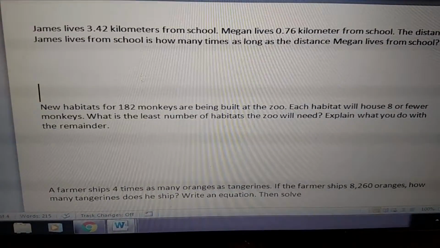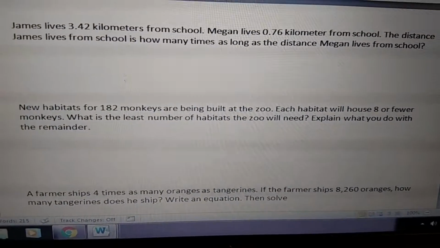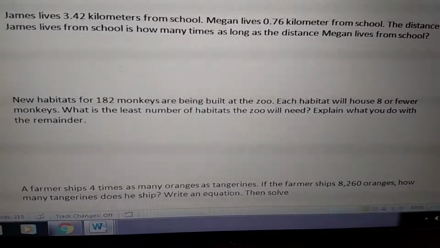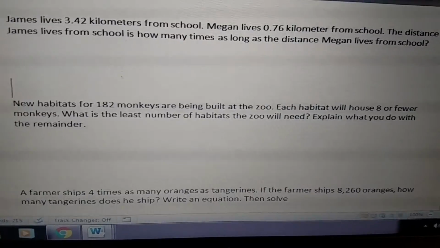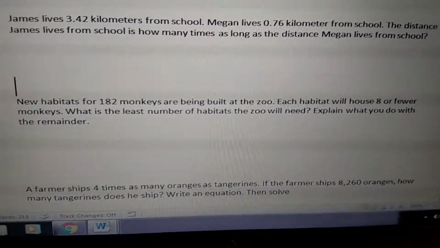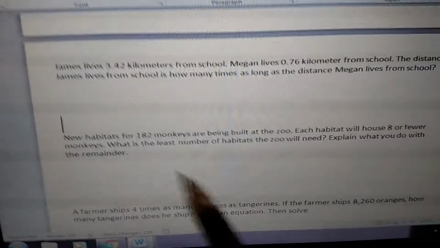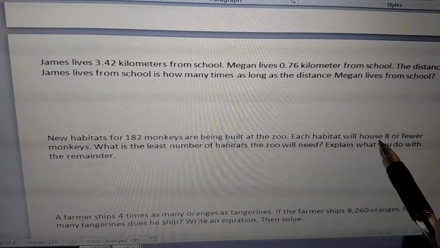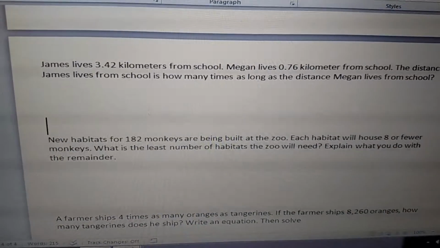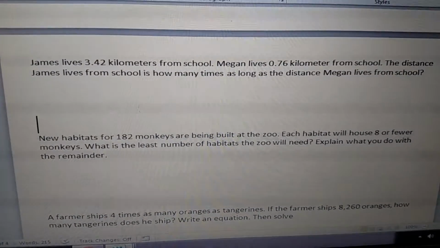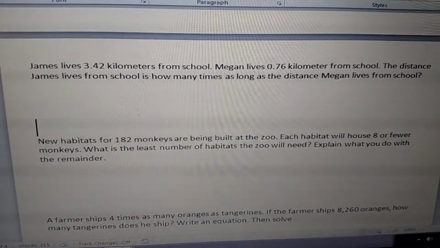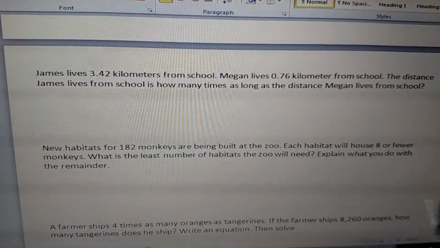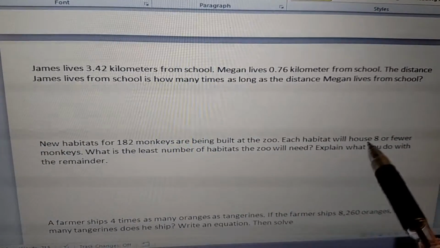New habitats for 182 monkeys are being built at the zoo. Each habitat will house 8 or fewer monkeys. What is the least number of habitats the zoo will need? Explain what you need to do with the remainder. So we have 182 monkeys, and we can fit as many as 8 monkeys in each habitat. So the more monkeys we put in a habitat, the fewer habitats we're going to need. So we want to see how many monkeys we can put in habitats of 8. So we're going to do 8 going into 182.